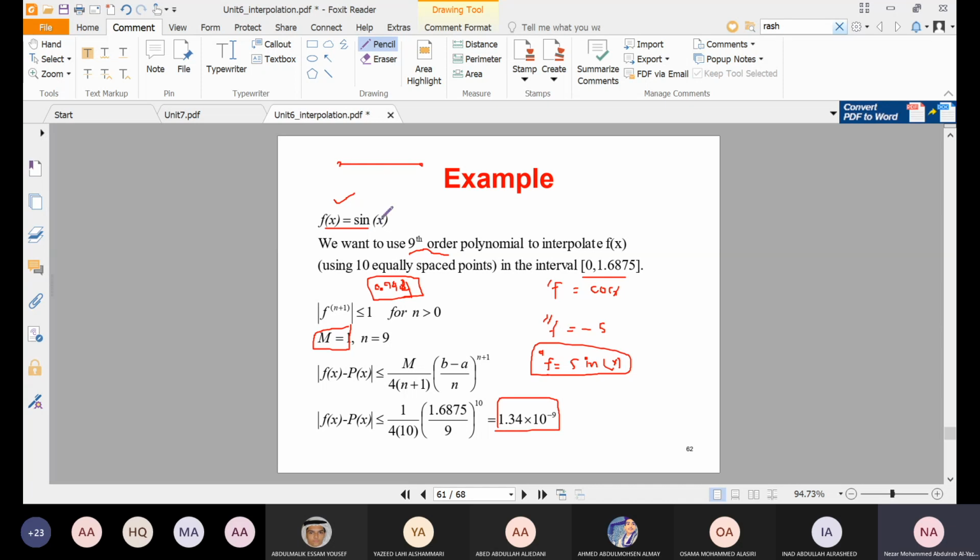Okay, Shabab? If the function is not given, you have a table, you have to use divided difference. If the function is given, you can take it using the Taylor method and you solve.